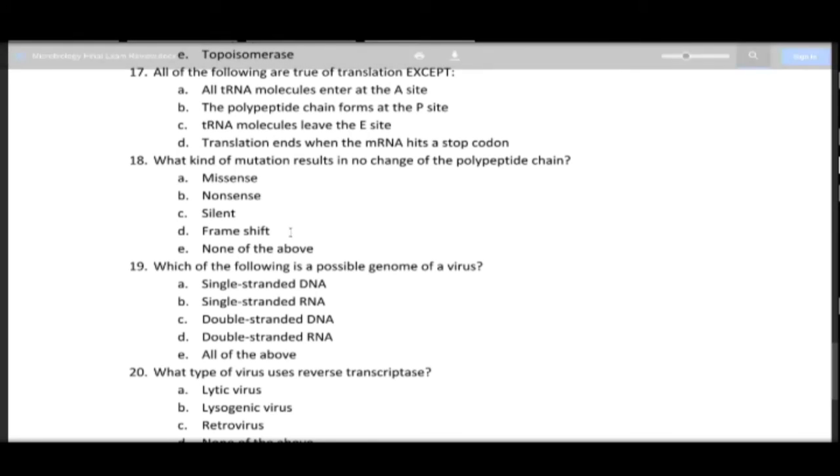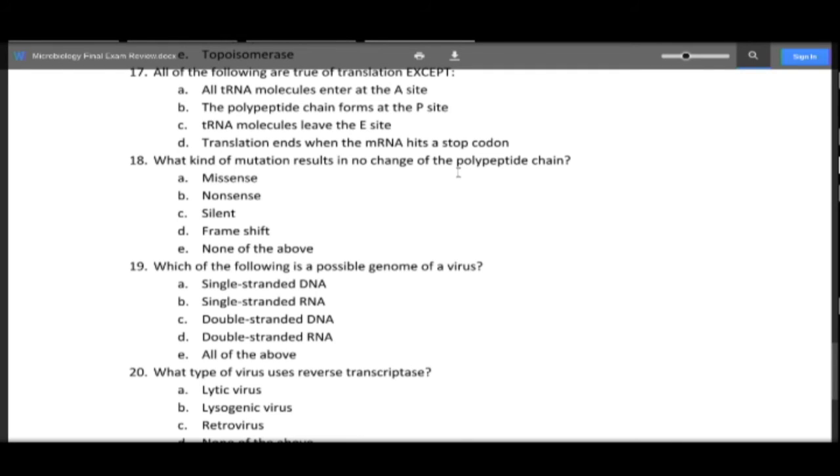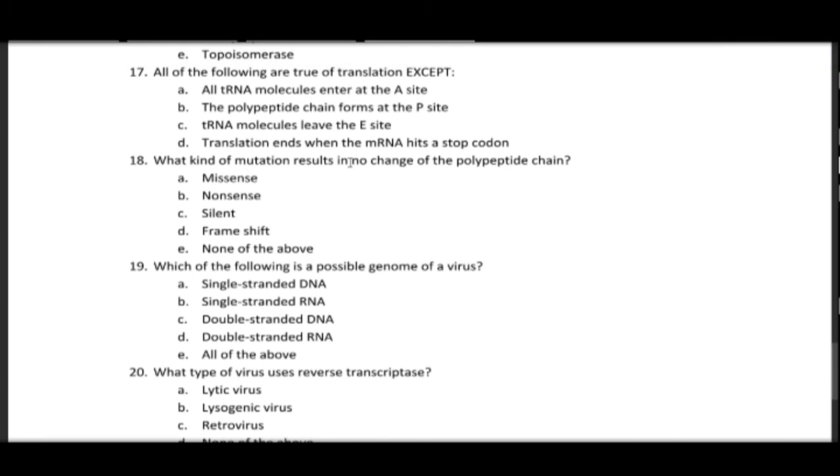D says a frameshift, so that's where you're missing something, and instead of having the right codons, you shift over one nucleotide because you're missing one. That would probably mess up almost all of your amino acids with a frameshift. So that's also not a way where you're going to have no change of your polypeptide chain.